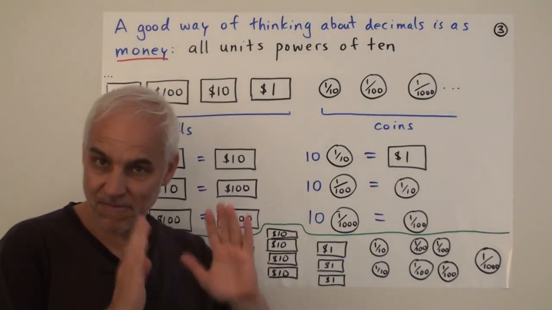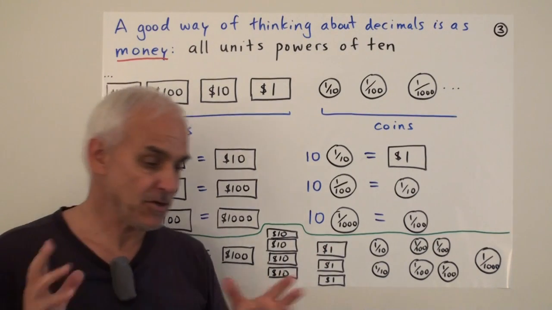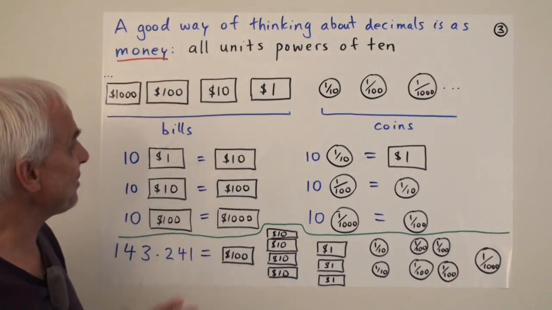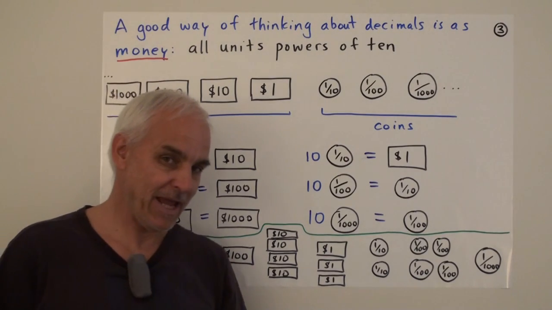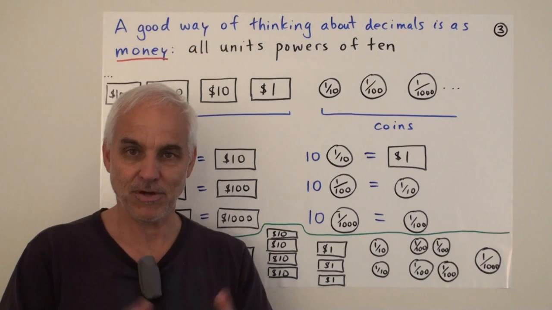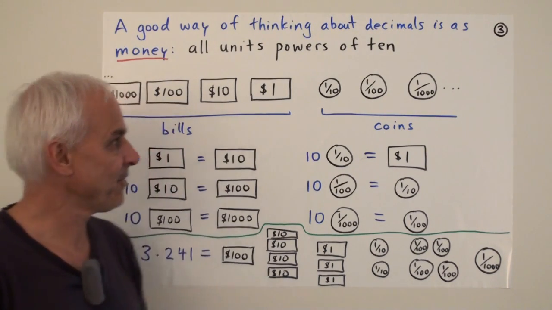Now we want to go a little bit further than just having one decimal point. And to understand what those various positions mean, probably the best thing to think about is money. So if you're going to explain decimal number arithmetic to someone, maybe your younger brother or sister, money is probably the best place to start.